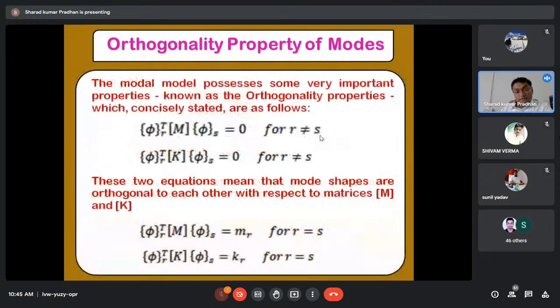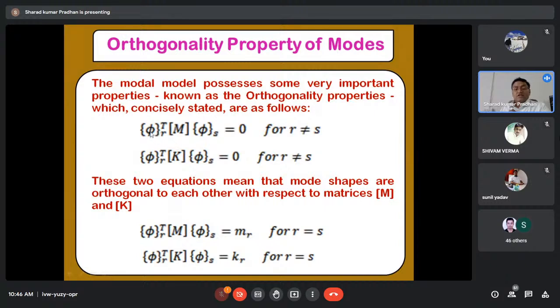Now there are some properties, because when we go for a multi-degree of freedom system, the equations are coupled and we have to uncouple them. So to uncouple them, we have to use certain properties. This is like an in-between knowledge piece that must be known to everyone.